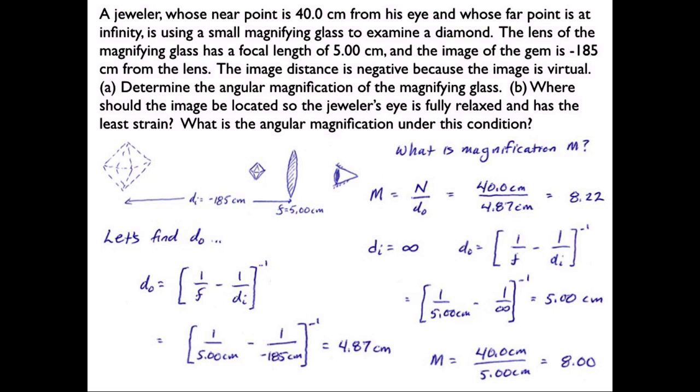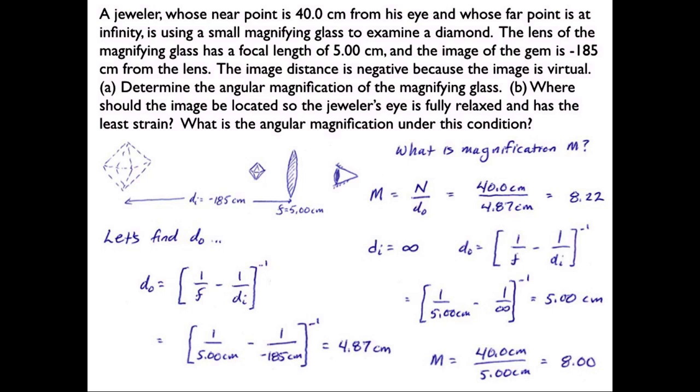So, here's a sketch of the setup. We have the jeweler's eye here. We have a lens that is in position. You're looking at some diamond, and that diamond image appears to be 185 centimeters away. So it's making it look larger, even though it's also making it look further away as the jeweler looks at this. So let's figure out what the object distance is. How far is this diamond actually from this lens?